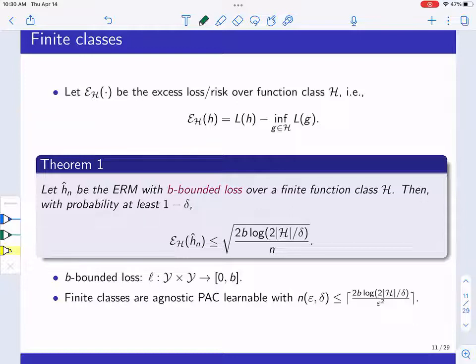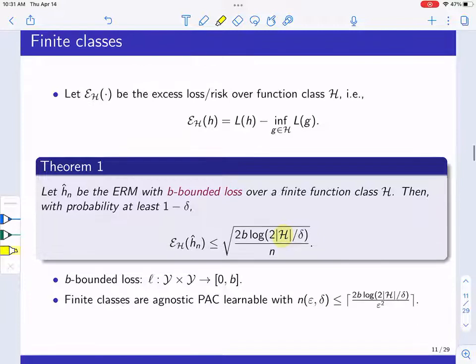Regression on a bounded domain would satisfy this, like if X is bounded. For an unbounded domain, this doesn't hold. And then the function class is finite. Then I have this result: with probability 1 minus delta, the excess risk of the ERM is controlled like this. There is the cardinality of the set H, which is how many functions are in H, and it appears as a log. If you ignore the constants and delta, this is up to a constant root log cardinality of H divided by n.